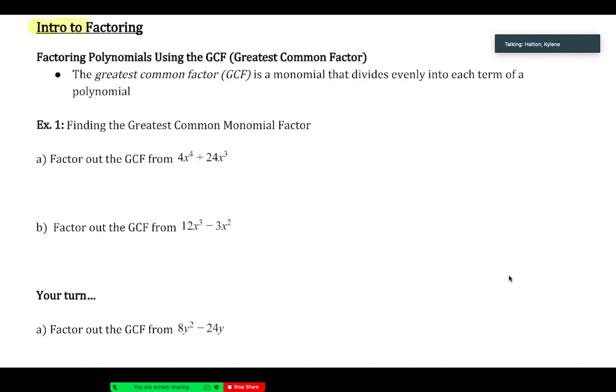So up at the top, greatest or intro to factoring. And then where it says factoring polynomials using the GCF, so the greatest common factor, which we will probably almost never write out, we'll abbreviate it as GCF, is a monomial that divides evenly into each term of a polynomial. So I'm going to give you guys a chance to write down the title and then that definition for GCF before we get started all together.